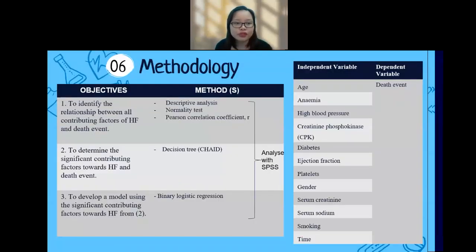And for the methodology, in order to achieve the first objective, I used descriptive analysis, normality test, and Pearson correlation coefficients. To achieve the second objective, I used the decision tree. And to achieve the third objective, I used binary logistic regression.